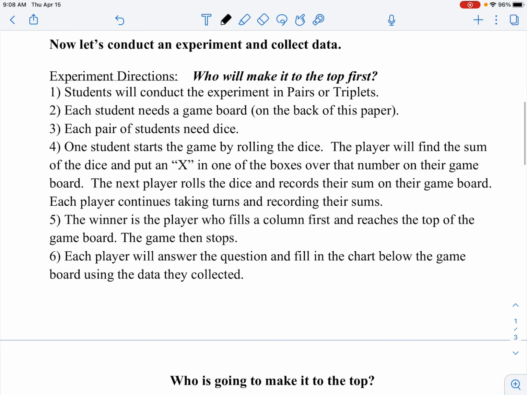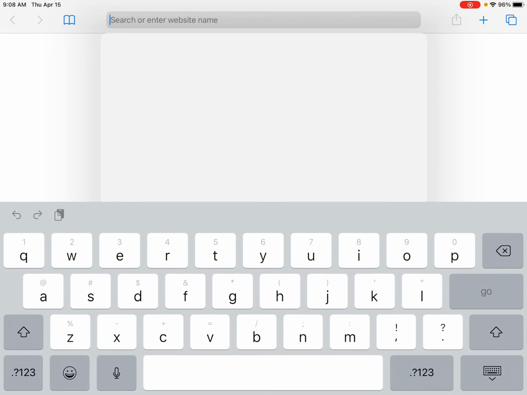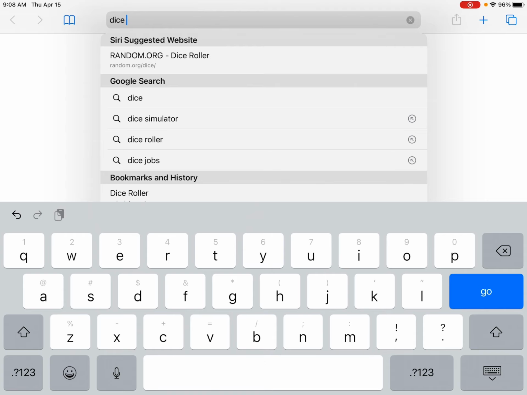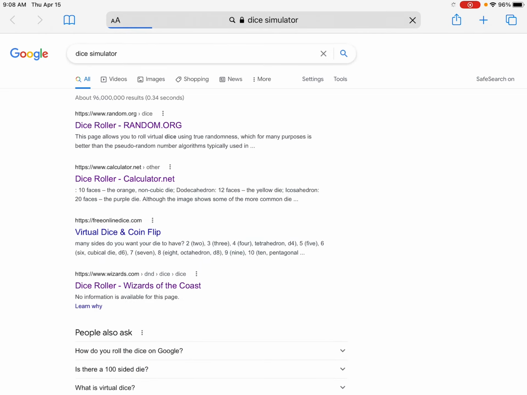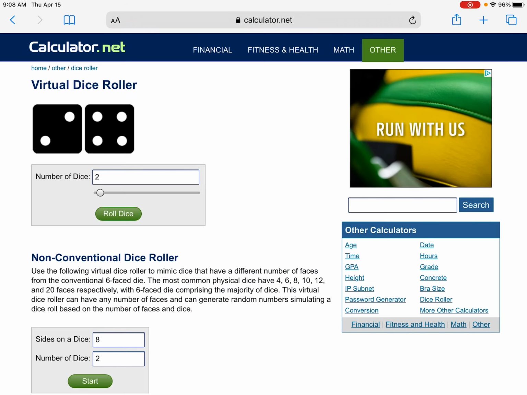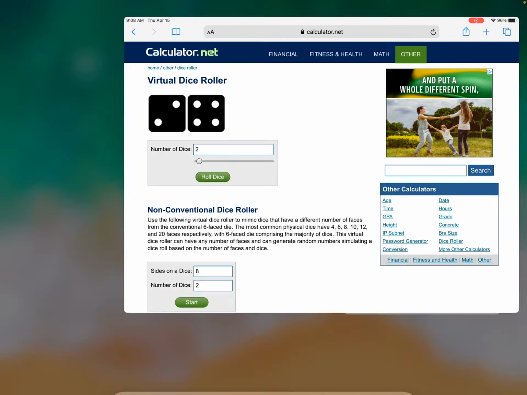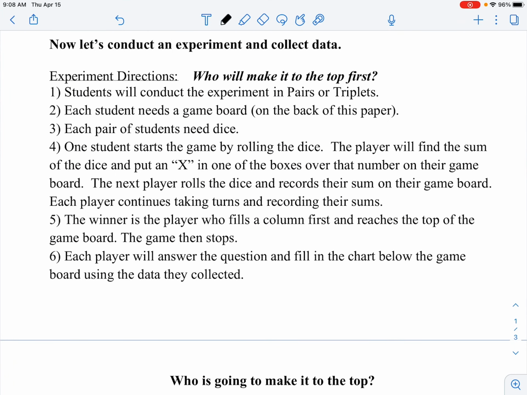So what I want you to do is you're going to go ahead and open up on your Chromebooks, go ahead to Google, and you are going to Google search Dice Simulator. And it doesn't really matter which one you do as long as you can have 2 dice on there. I like this one at calculator.net because there's not so many ads as the other ones. I mean, I know we get a couple, but it's not that bad. And we can change the number of dice on it, but we're only doing 2. We only want to do 2. So let's head back to our assignment here.